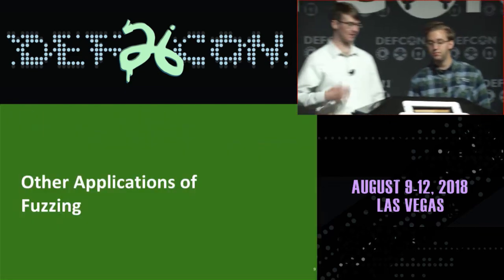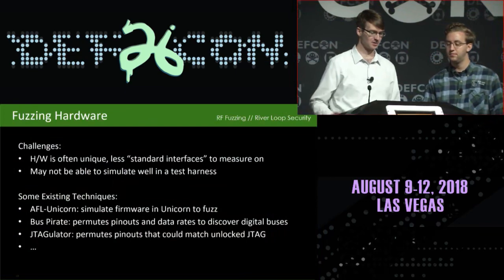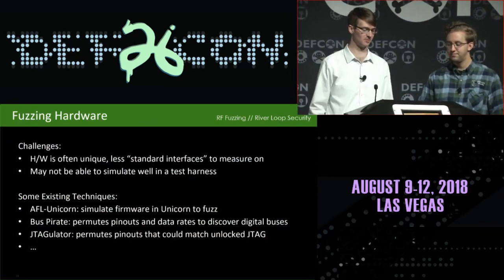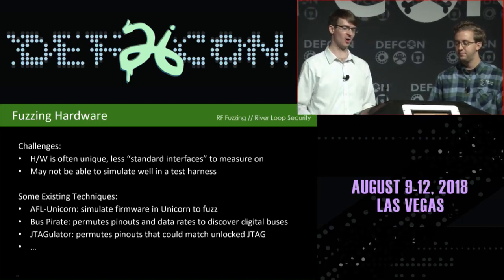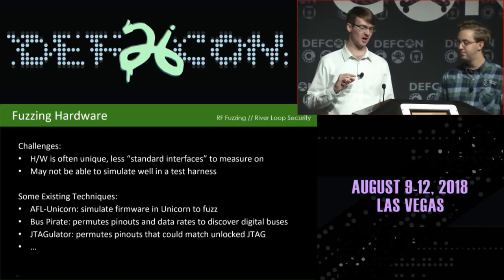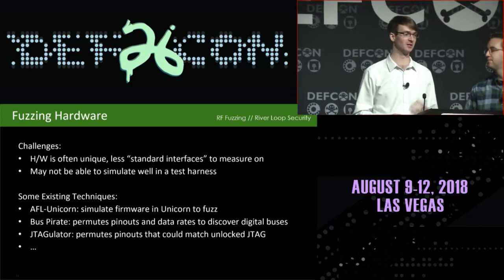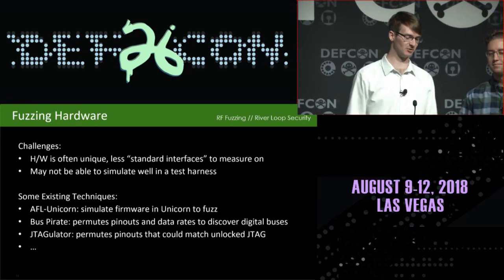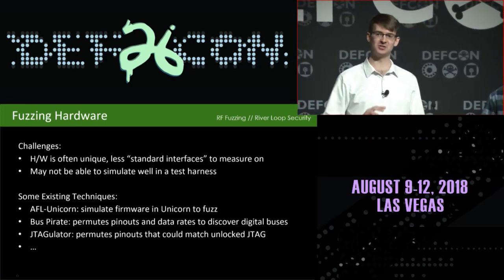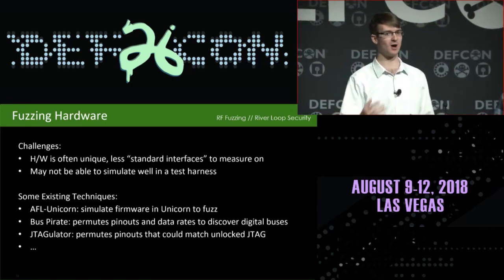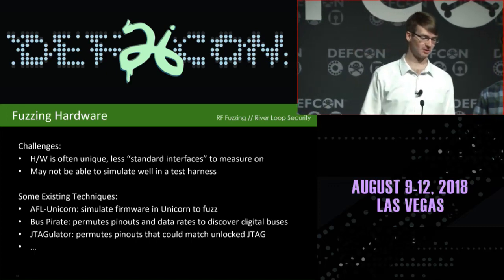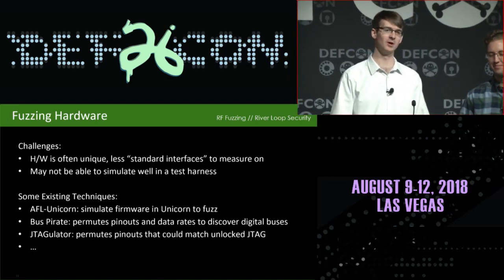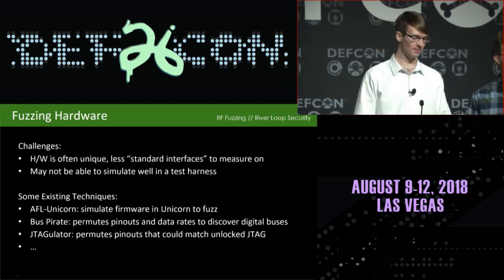Cool. So we're briefly going to run through some other applications of fuzzing. Fuzzing hardware is something that's been done through a couple different approaches. The challenge is that with hardware, the interface is often a lot less trivial to monitor than it is in software, where you control execution and have the easy ability to attach that interface. So it may not be easy to get a harness that can hook into hardware and monitor its state. But there are some pretty interesting approaches that have been made here. For instance, AFL Unicorn, which emulates firmware to fuzz.